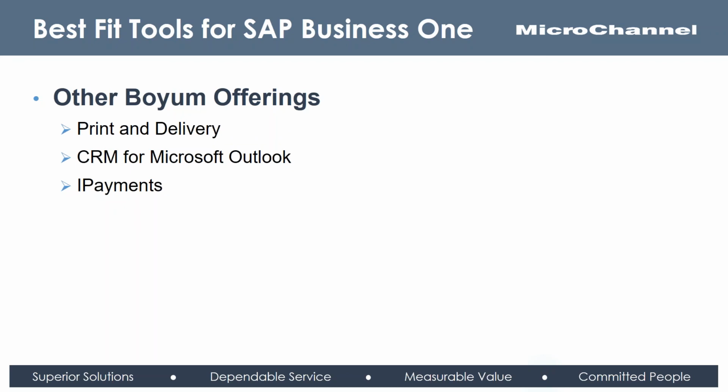Another nice feature from the same company is the CRM from Microsoft Outlook. Now, the benefit of having the CRM inside Microsoft Outlook is that you don't have to log on to SAP Business One to use the CRM functionality. You're able to view your opportunities and your open sales documents, etc., directly inside Microsoft Outlook. And then there's another add-on called iPayments, and iPayments is used mainly for bulk generation of credit card payments.